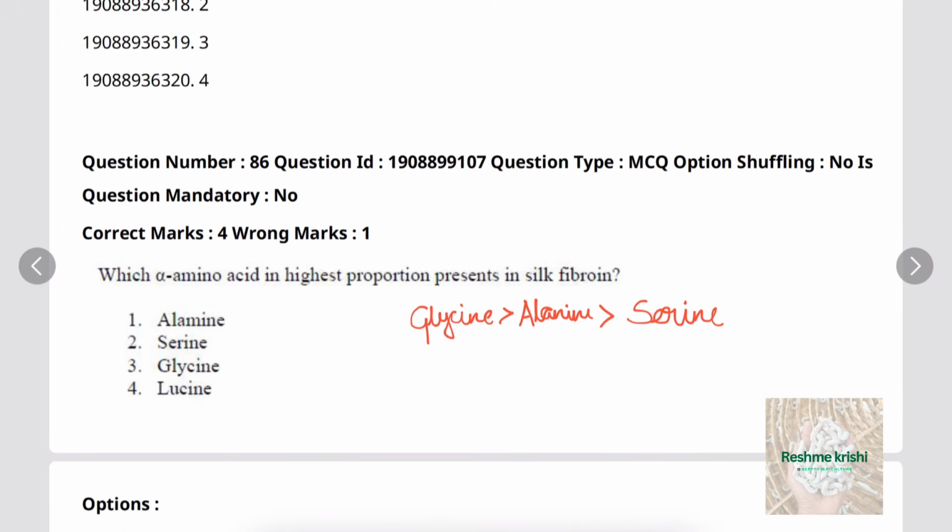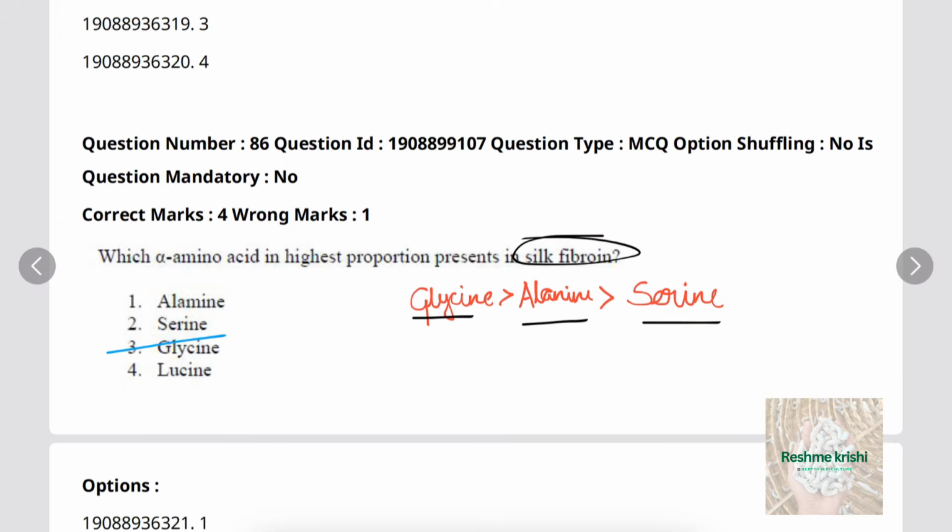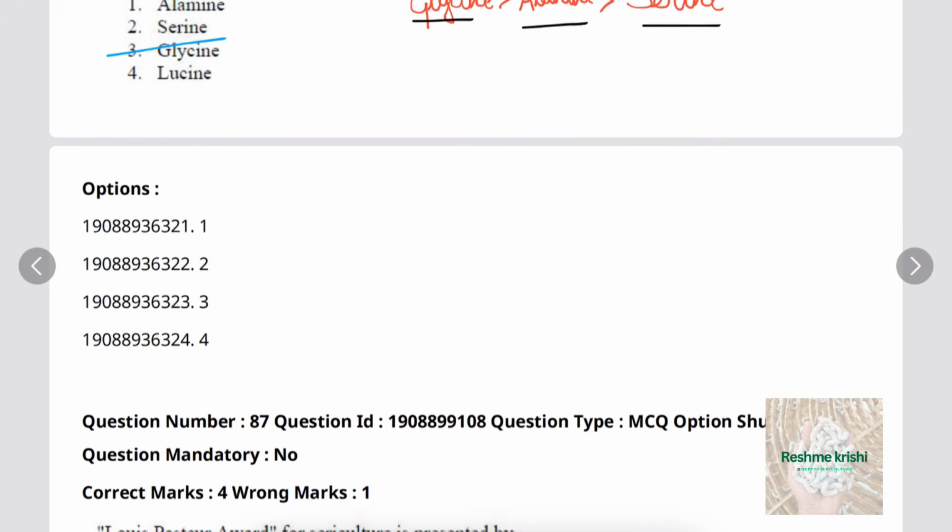Okay. Which alpha amino acid is present in highest proportion in the silk fibroin? Silk fibroin usually consists of 3 major portions, if we see glycine, alanine and serine. So the answer will be glycine. This comes in the silkworm physiology unit.